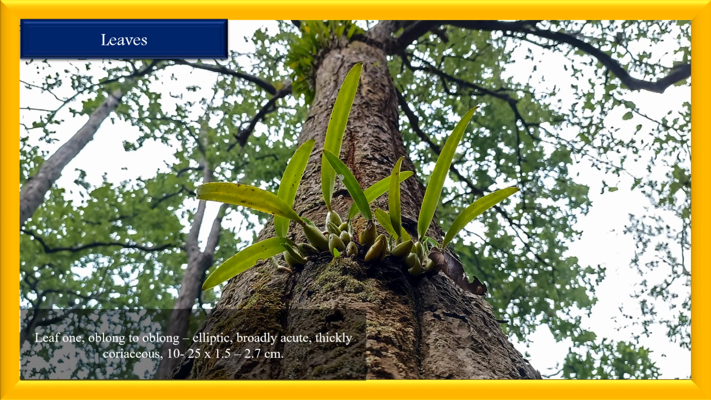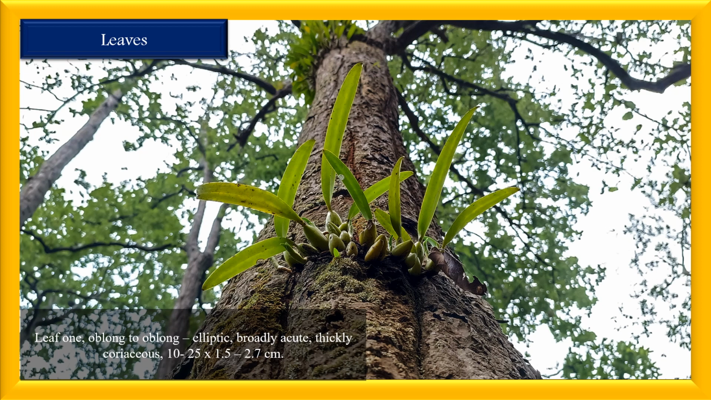Now the leaf structure, how the leaf is. One bulb holds one leaf. The leaf blade is oblong, fleshy or thickly leathery, and the apex is obtuse or slightly emarginate.